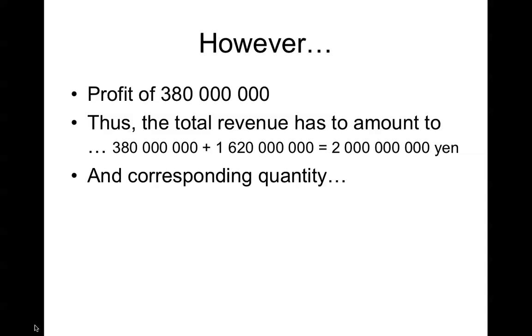Thus, on top of the break-even point, we add the profit onto the break-even revenue to obtain 2 billion yen. This is the amount of revenue required to get a target profit of 380 million. By plugging the revenue into the equation price times quantity, we will then obtain a quantity of 66,700 cars required.